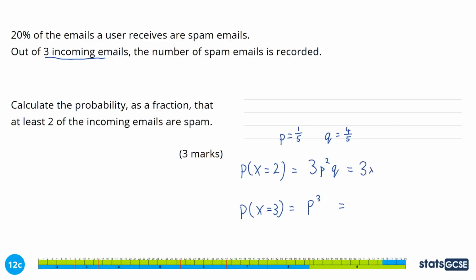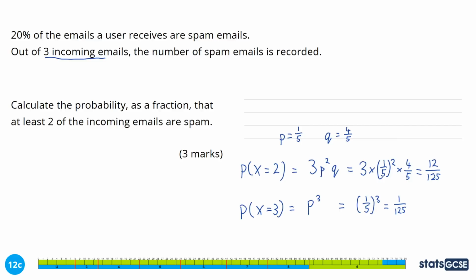So it's going to be 3 times 1/5 squared, or 1 over 25, times 4/5, and this is just going to be 1/5 cubed. Doing that on the calculator, the probability that we have 2 spam emails is 12 over 125, and the probability we have 3 is 1 over 125.